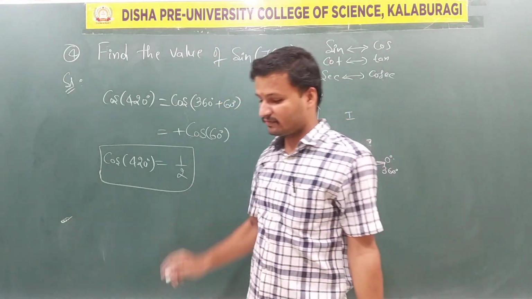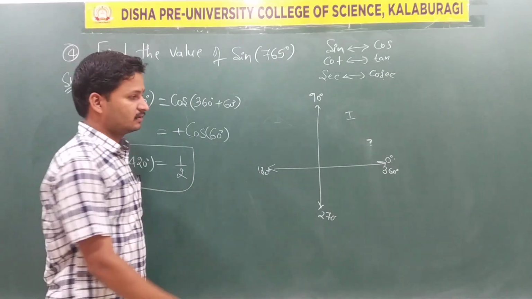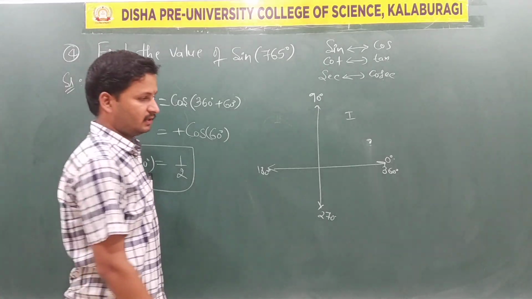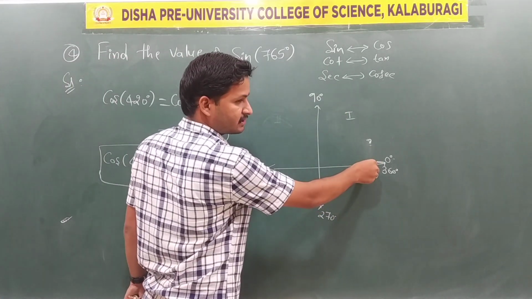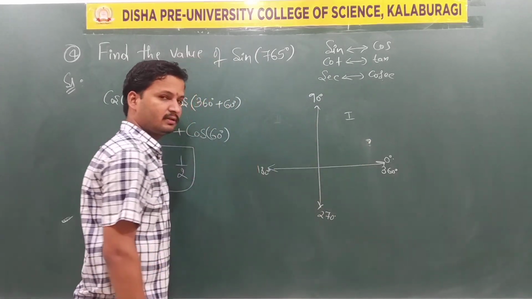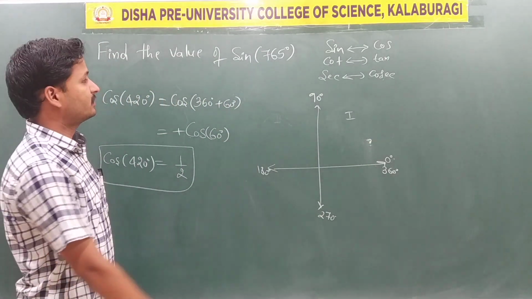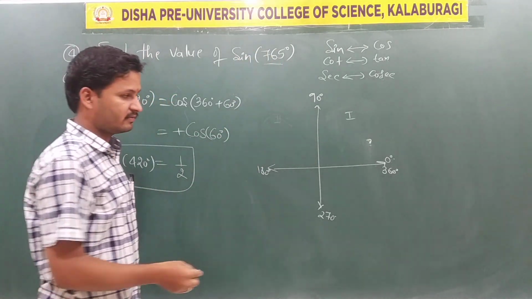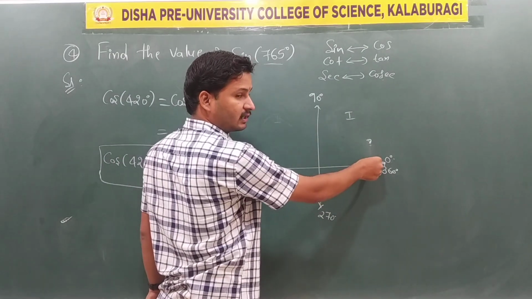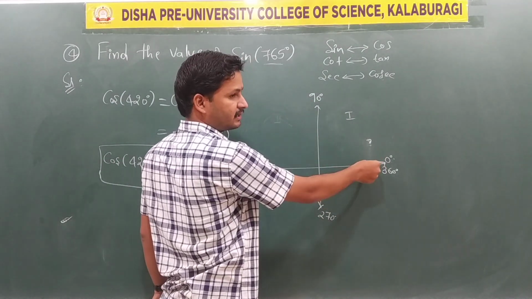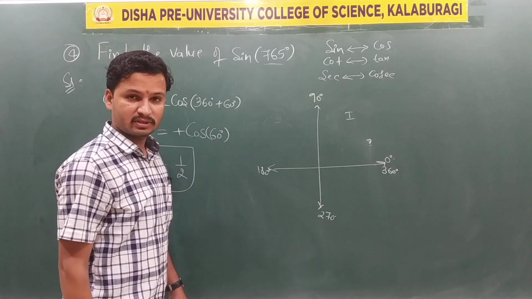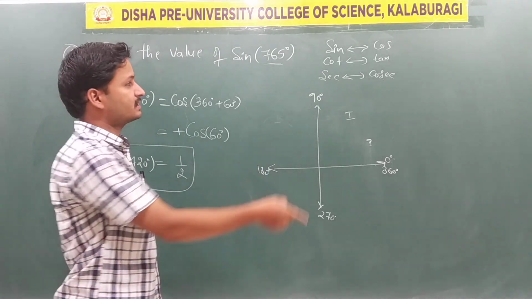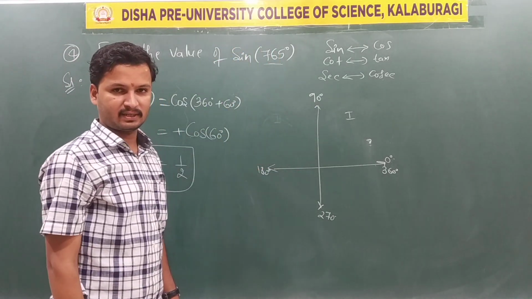How to express 765? See, this is one complete rotation, that means 360 degree. If there are two rotations, that means 360 plus 360, that is 720 degree. So this 765 degree is more than two rotations. Correct? One rotation is 360 degree, and for the second rotation, 360 plus 360 is 720 degree. But here more than 720 degree is there. That means that is 720 plus something. Correct?